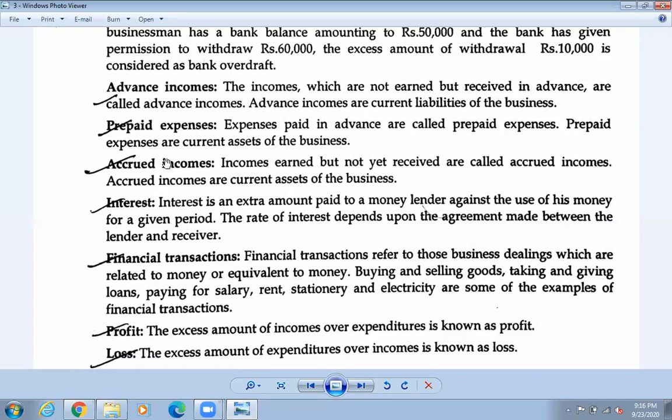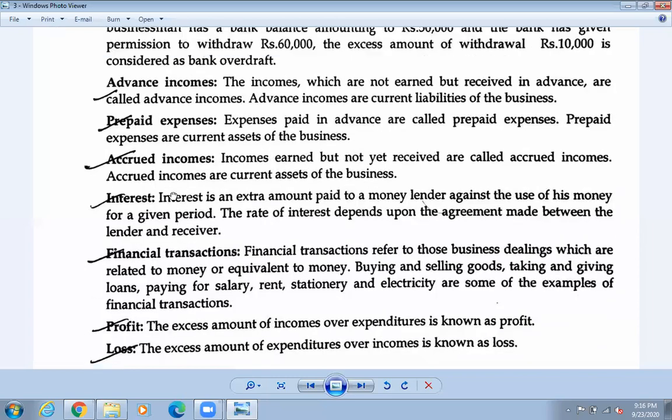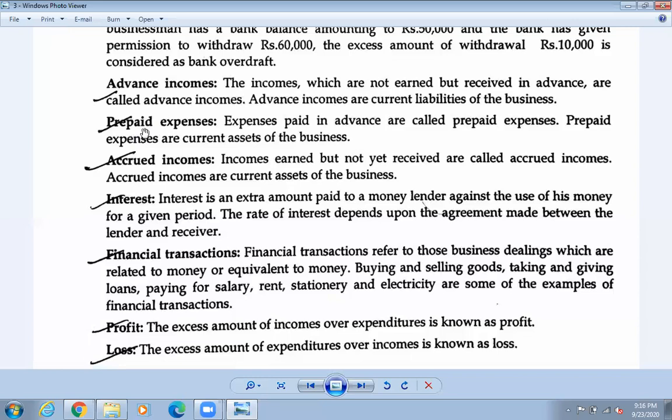Okay, so next one is prepaid expenses. Prepaid means already paid, paid in advance. Prepaid means which you have paid in advance. Suppose you need a carpet at your home. But before purchasing the carpet, sometimes you will pay. Take 3000, I need the carpet, send it in 3-4 days. If you pay like that, payment in advance, then you give the payment even before spending.